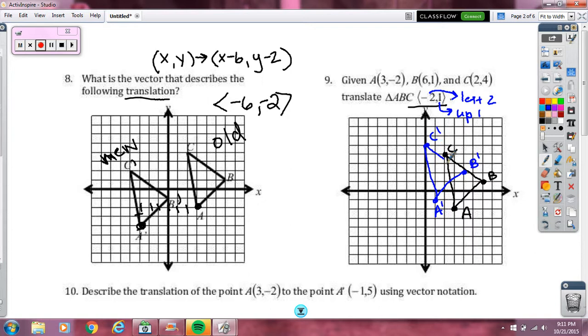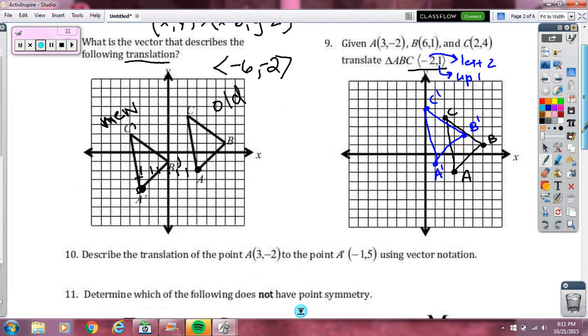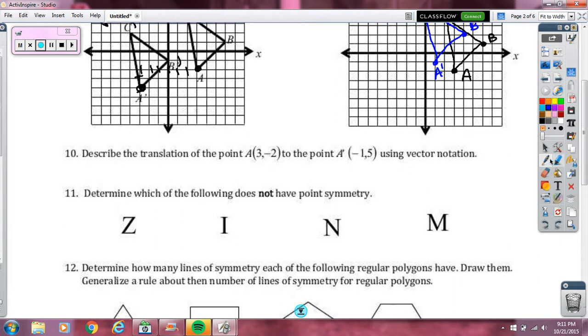The other way to get those answers, which we'll see in the next example, is just by adding whatever numbers are in the vector to each of your points. So actually, hang on, let's see.